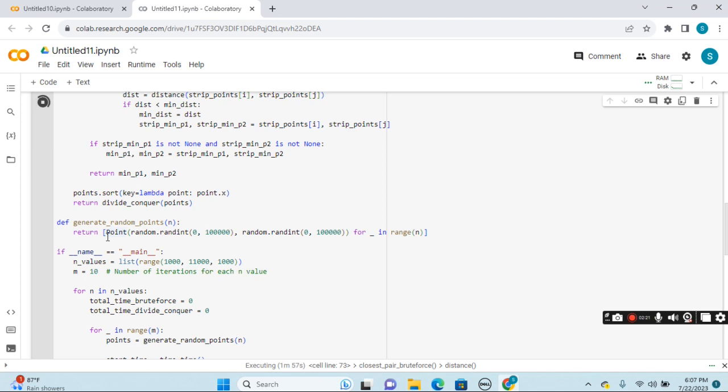The definition of the generate random points function. This function generates a list of random 2D points where the range is 0 to 10,000. The number of points generated is specified by the n parameter.